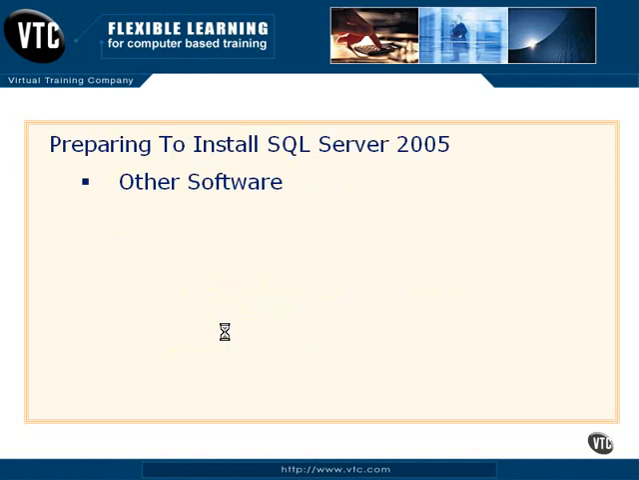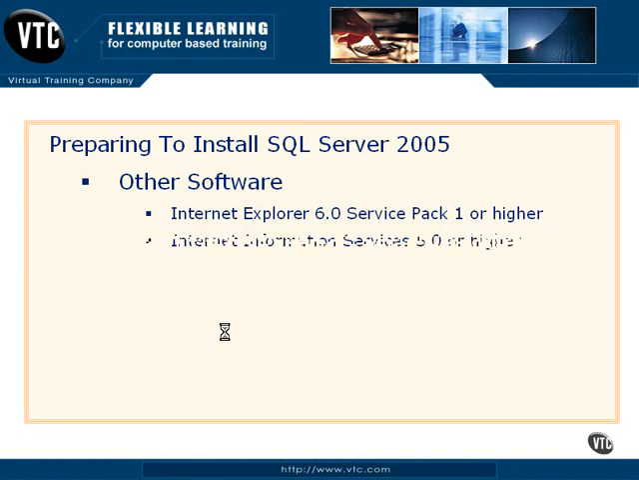Now, there's some other software that you have to have. This is not too surprising, but you just need to be aware of it. You need Internet Explorer 6.0, that's Service Pack 1 or higher on Internet Explorer 6.0. And that's required for the Microsoft Management Console, by the way. You need Internet Information Services 5.0 or higher, and this is required for reporting services, which we'll take a real quick look at later on in the course.